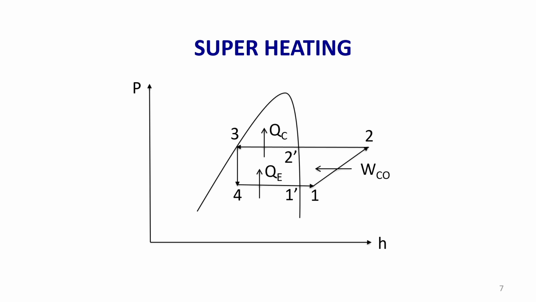And so, this is the process on a pH diagram. Now state point 1 has moved from 1 dash to 1. Initially state point 1 is on the saturated vapor line. Because we have to use some state point, I am using 1 dash, and the state point 1 has moved to the right side, which is the superheated region.